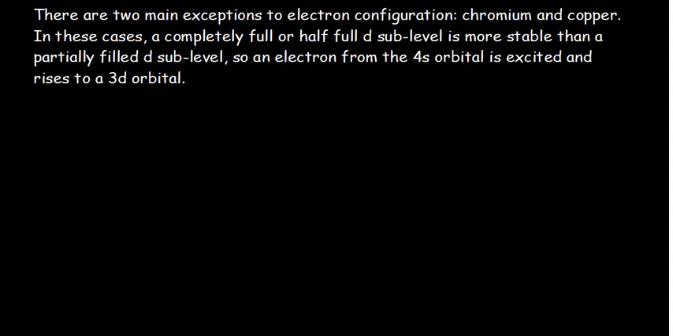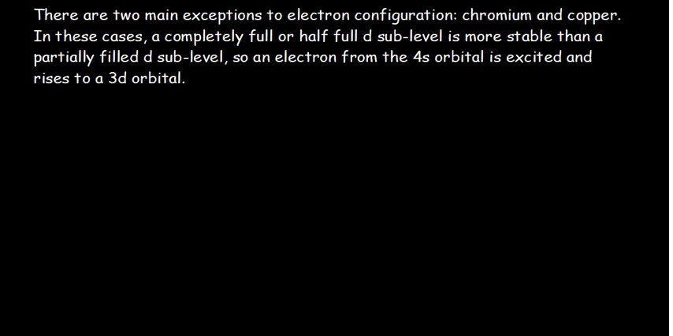Let's basically talk about the main two exceptions to the electron configuration. The main two exceptions are chromium and copper. In these cases, there is a condition that a completely full or half-filled D sublevel is more stable than a partially filled D sublevel. So we'll see an excitement of an electron from the S going to the D orbital.